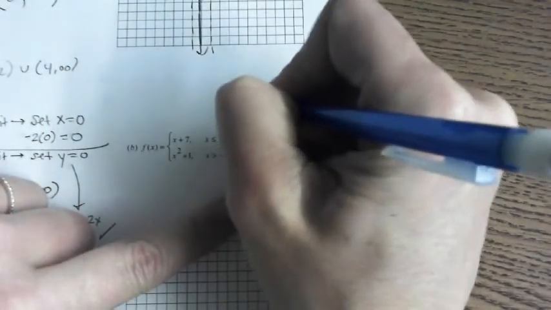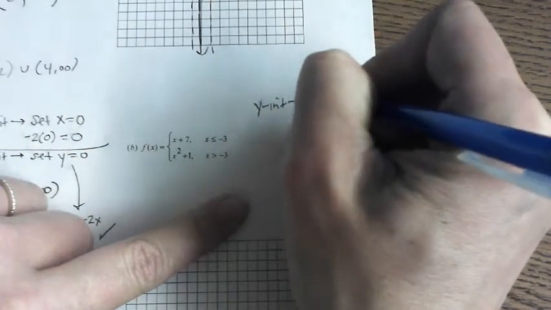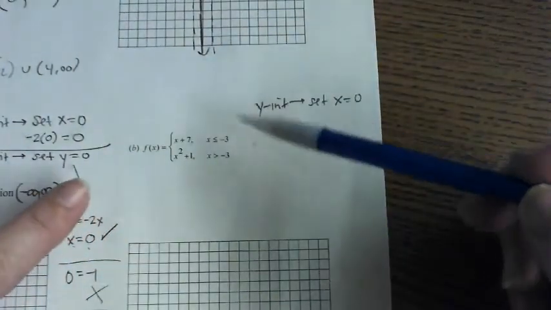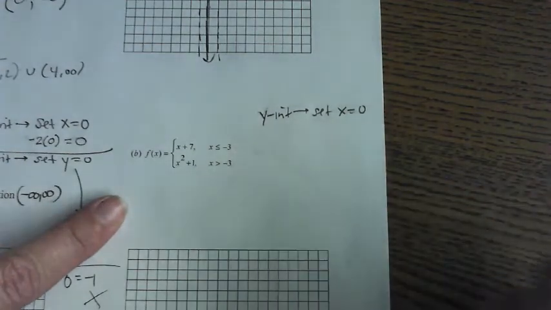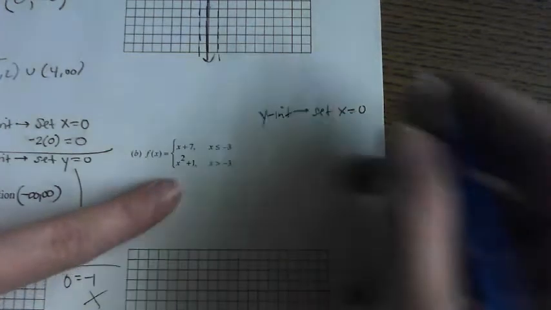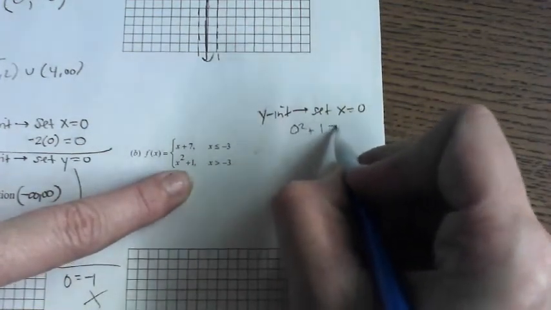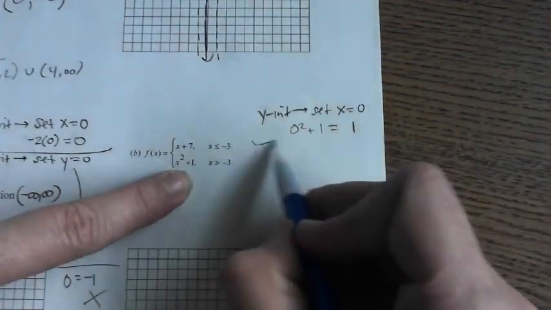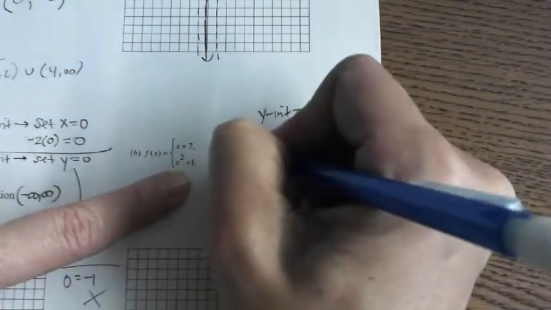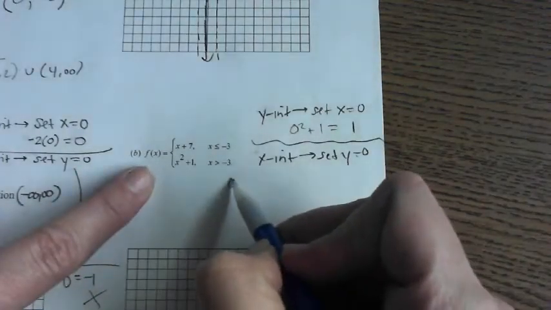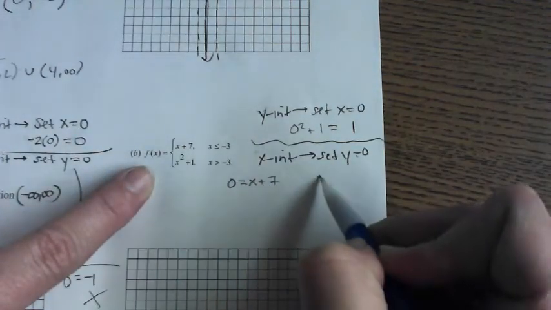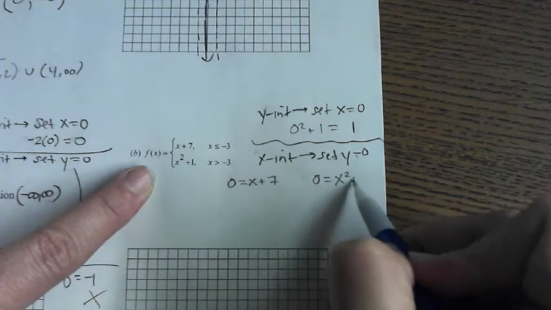Okay, this one, x-intercept. Oh no, I'll do y first because that's easier. Y-intercept, set x equal to 0. Which equation, JR, am I plugging into if x is equal to 0? First or second? Good. So 0 squared plus 1 tells me y-intercept of 1. X-intercept, we're setting y equal to 0, so we have two things to do here. We have to do 0 equals x plus 7, and we have to do 0 equals x squared plus 1.